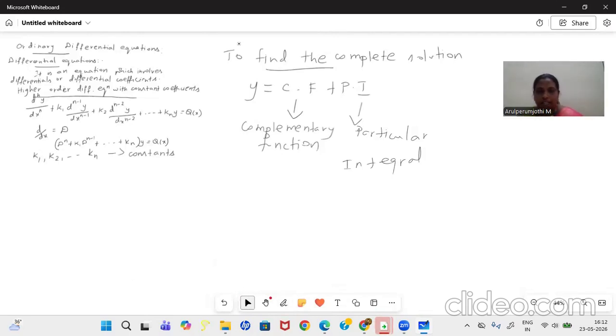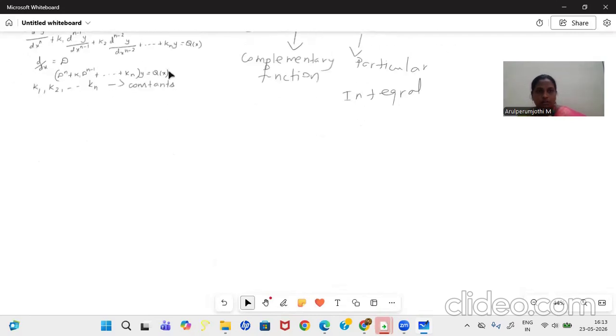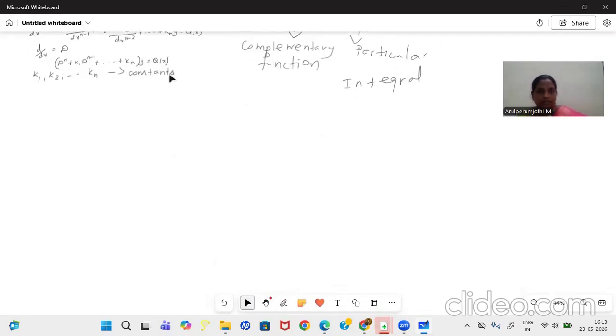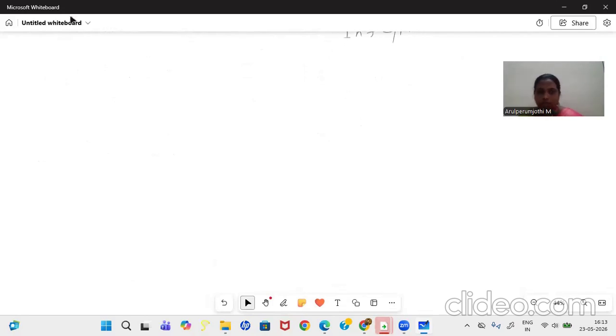Okay, so there are three ways to find the complementary function. It depends upon the roots, and there are certain ways to find the particular integrals if constant coefficients occur. Okay, so we'll see one by one. First we'll see how to find the complementary function. Okay, so there are three cases.